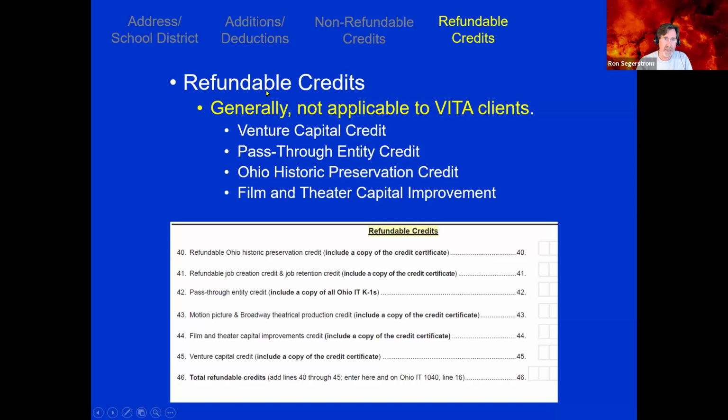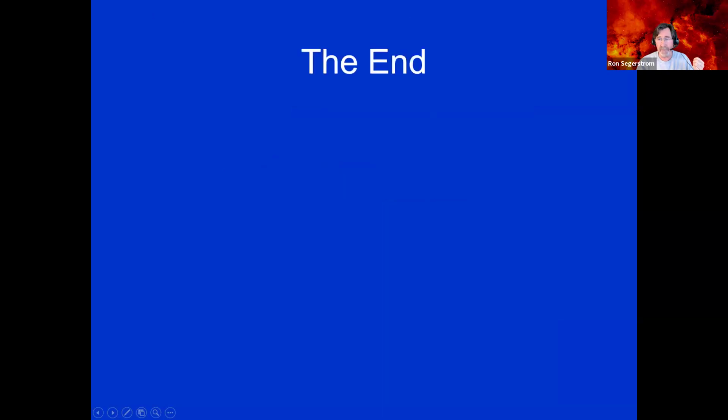For example, they have a refundable credit for venture capitalists, a venture capital credit, a pass-through entity credit, so your Schedule S, your pass-through entities, your partnerships. Also the Ohio Historic Preservation Credit, film and theater capital improvement. These are all your refundable credits, and I don't foresee we'll ever have a client that's eligible for a refundable credit. And that's the end.